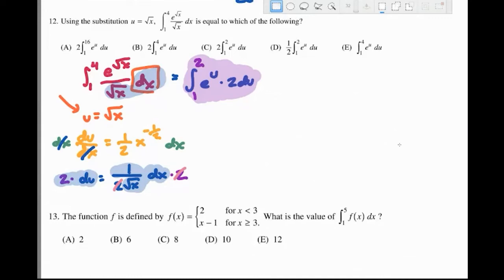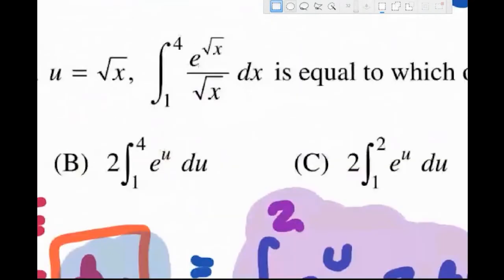Okay, whenever there's a substitution, 99% of the time, and I will show you the 1% time where it's not like this, the u is going to be the most buried function. So if you look at the original function here, e to the square root of x over square root of x, the most buried thing is the square root of x. That's your u. AP tells you it's u for this problem. Sometimes they don't do that. They'll leave out the set u equal to the square root of x. You have to figure that out yourself.